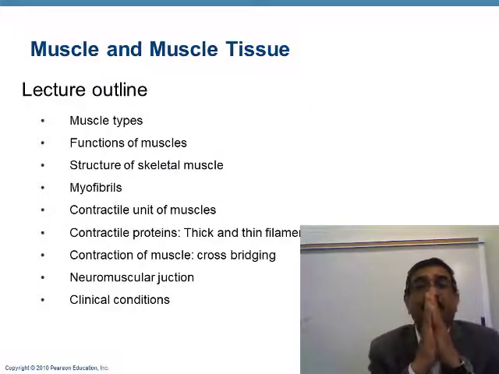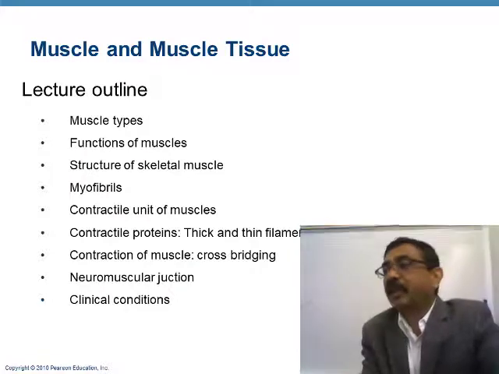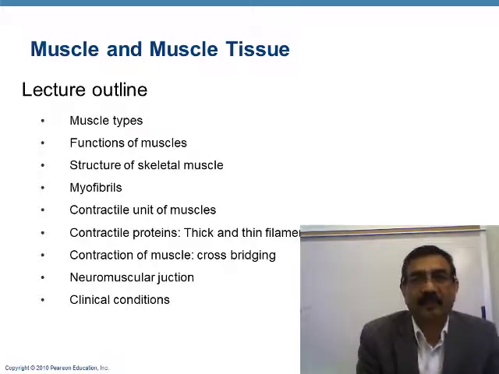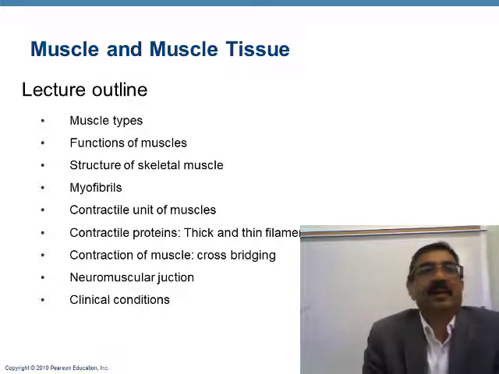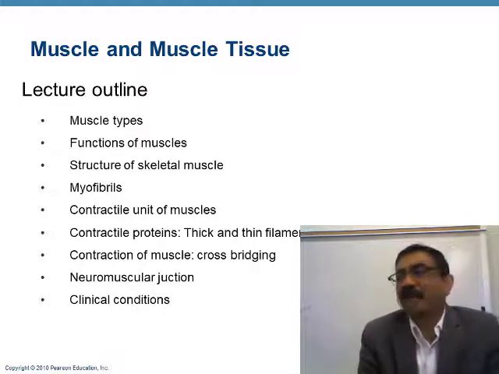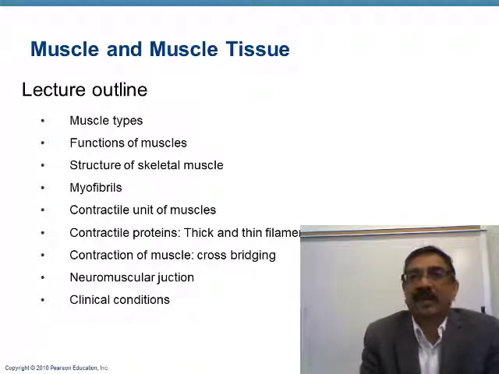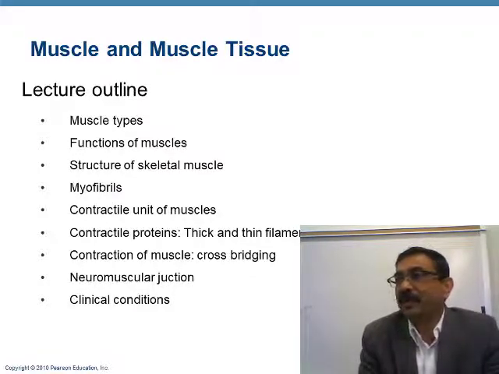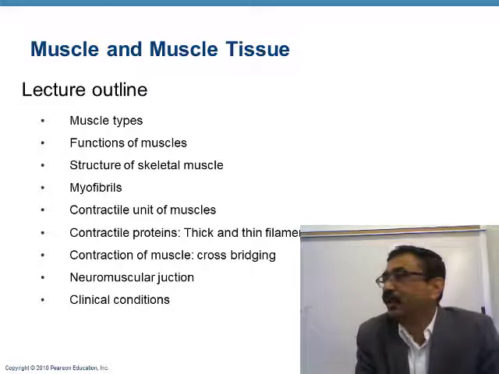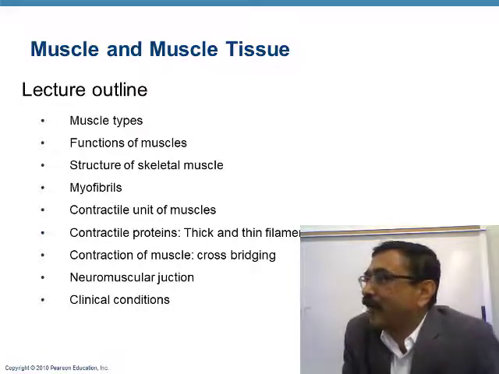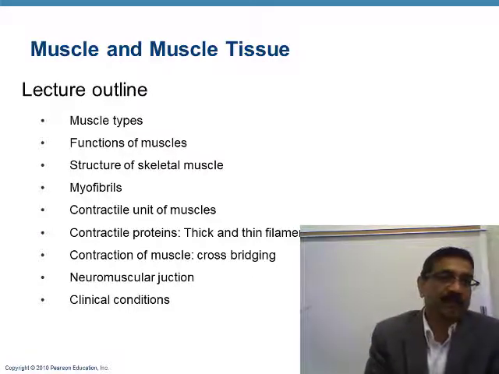First, muscle tissue contraction occurs in the muscle fibers. So you know, inside the muscle you have the muscle fibers, and when all the muscle fibers contract, the muscle contracts. So you need to know how the muscle fiber contracts.